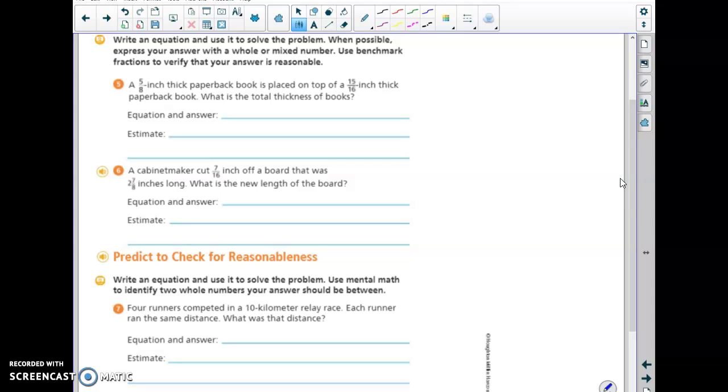So we've got a cabinet maker who cut 7/16 inch off of a board that was 2 7/8 inches long. What's the new length of the board? If you're cutting something off, obviously you're taking away from that board, so it's subtracting. So 2 7/8 minus 7/16. Take a moment, set it up off to the side. I'm going to line this up a little bit better. Find your common denominator and solve.